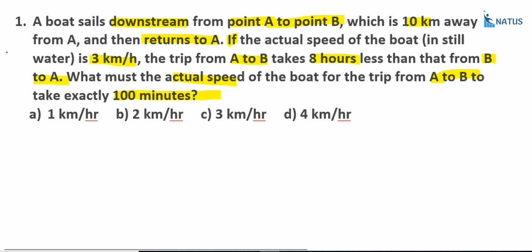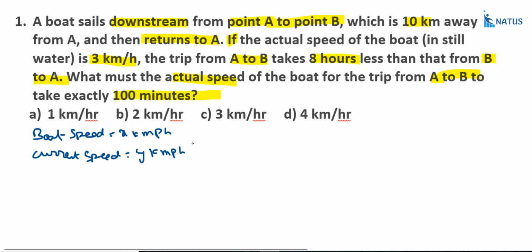Now, let us take the boat speed equal to x kilometers per hour, and the water or current speed equal to y kilometers per hour, right? What is the first condition? The difference between the downstream and upstream times is equal to 8 hours. That means the upstream time is 8 hours more than the downstream time.